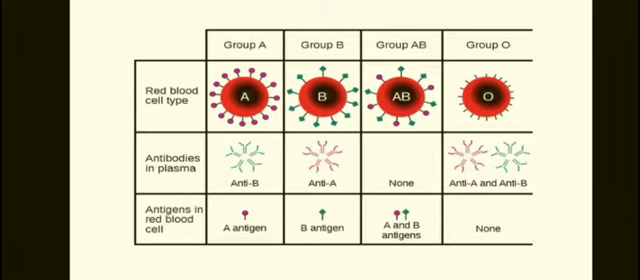Blood group O does not display any antigen on the surface of their red blood cells, as you can see on the table. That's why they produce two antibodies in plasma, anti-A and anti-B.